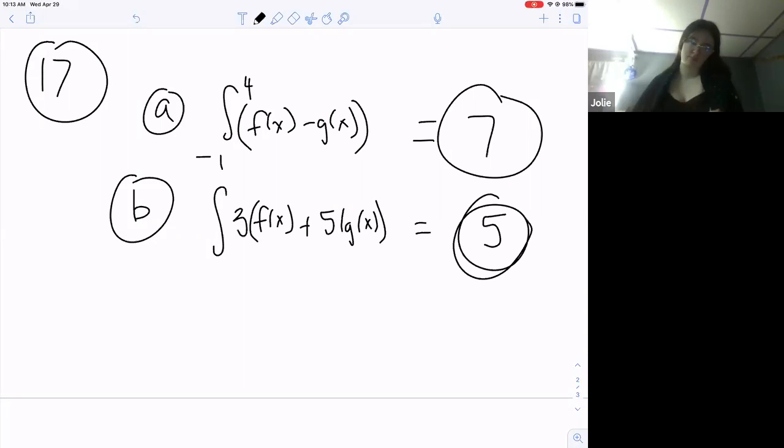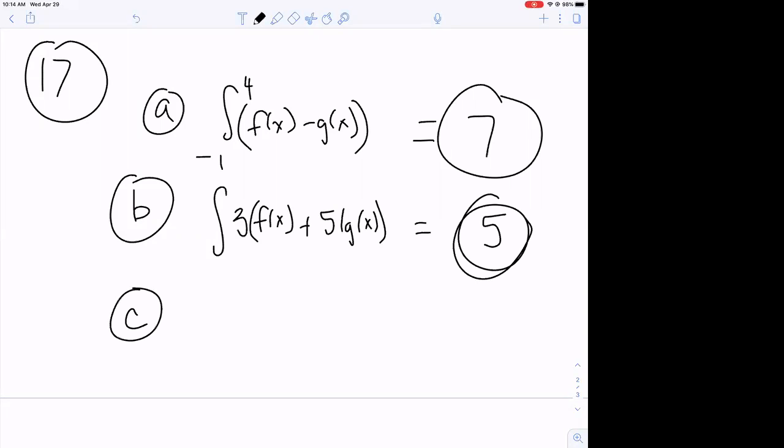15. Yeah. Yep. I like that. And then part C is where we actually finally use the other one, from -1 to 1 of g of x. This is the toughest one, I think. It's not too terrible, but if from -1 to 4 of g of x is -2, and from 1 to 4, or no, yeah, that's right, of g of x is 3, what is -1 to 1?